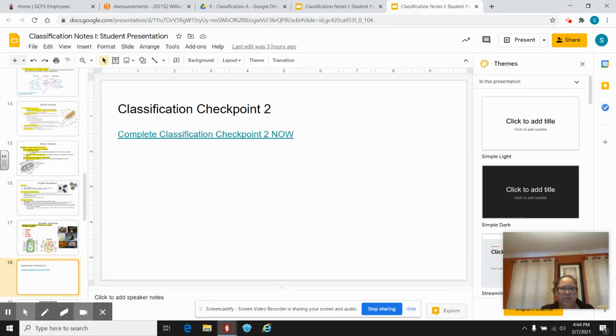So we are going to stop here and do checkpoint number 2. So remember, you have one attempt, and it is going in the gradebook. Come back when you are done.